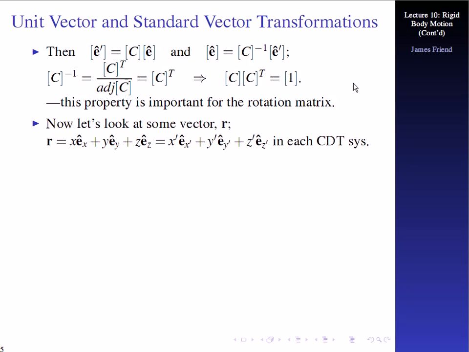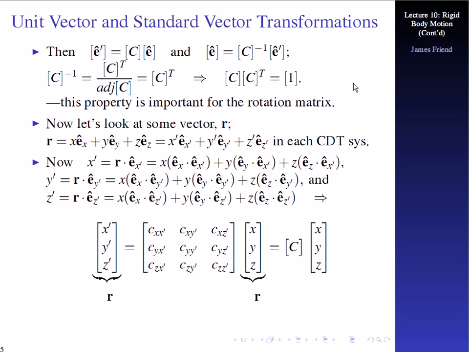If we look at some vector R here, we have R is equal to X E sub X, Y E sub Y, Z E sub Z, and then we can also write it in another coordinate system, X prime E sub X prime, Y prime E sub Y prime, Z prime E sub Z prime. Okay, so we either chose the unprimed or the primed coordinate system, and then we could write out what's going on here. X prime is equal to R dot E sub X prime, or in other words, we could say that's X times E sub X dot E sub X prime plus Y E sub Y dot E sub X prime plus Z E sub Z dot E sub X prime, just like we've been doing before. There's an E sub X prime, right?